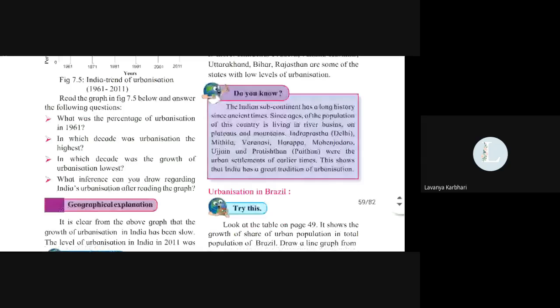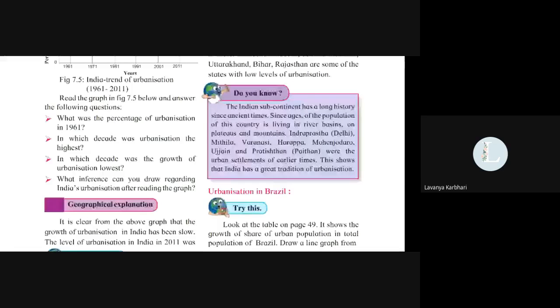The Indian subcontinent has a long history since ancient times. Since ages, the population of this country has been living in river basins, on plateaus and mountains. Indraprastha, Mithila, Varanasi, Harappa, Mohenjo-daro, Ujjain, Pratishthan, nothing but Paithan, were the urban settlements of earlier times. This shows that India has a great tradition of urbanization.